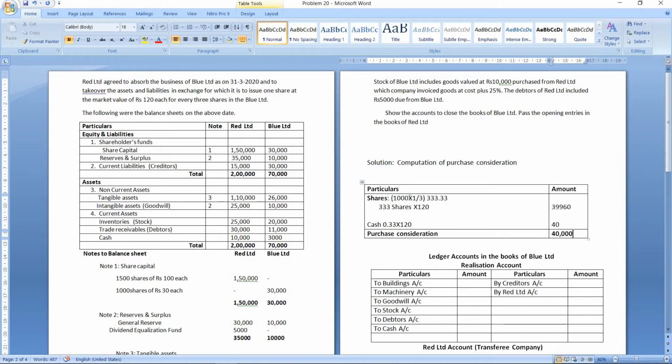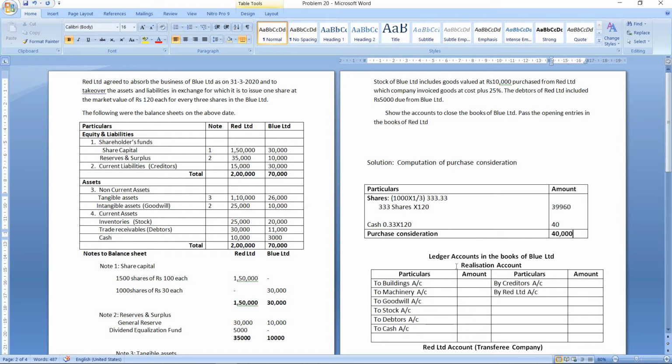I hope you have understood. See here, I will just tell you once again, 1000 is the actual shares of Blue Limited. How is the ratio given? For every 3 shares in Blue Limited, you will get 1 share in Red Limited. Actual shares are 1000, so 1000 into 1 divided by 3 will be 333.33. So this fraction 0.33 share cannot be issued. So we will assume that cash is paid for that and 333 shares are being issued by the company. So this is how we calculated the purchase consideration.